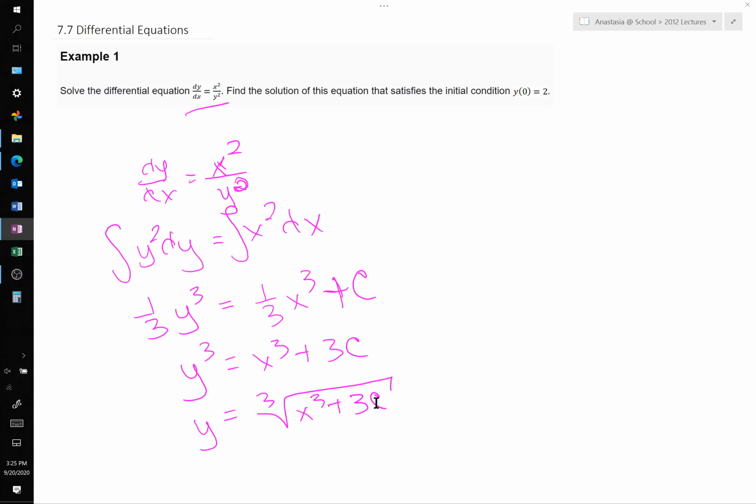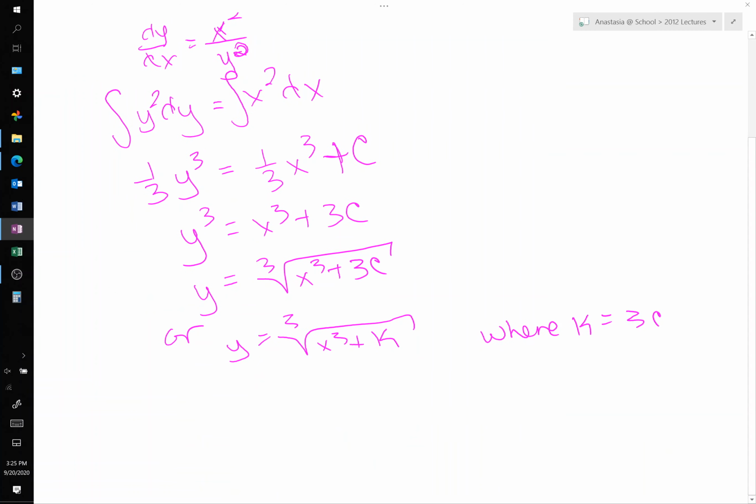Now c is just an arbitrary constant. If we multiply it by 3, it's still an arbitrary constant. So you could write this as y equaling the cube root of x cubed plus k, if you wanted to notate that k is equal to 3 times c. But in all honesty, I would also take y equaling the cube root of x cubed plus c, because like I said, c is an arbitrary constant. You multiply it by 3, it's still an arbitrary constant.